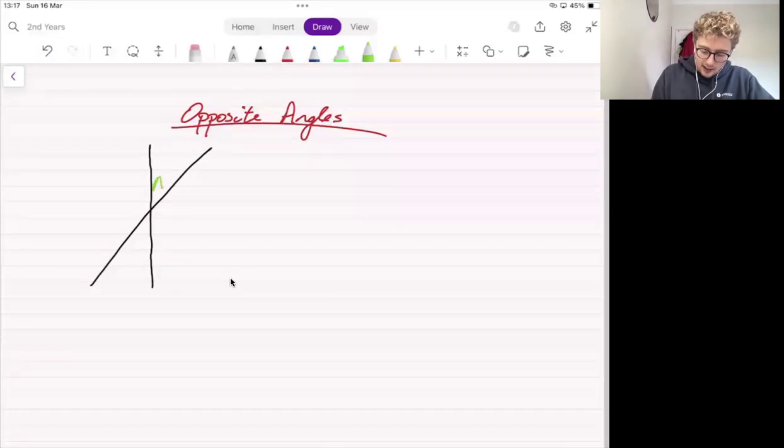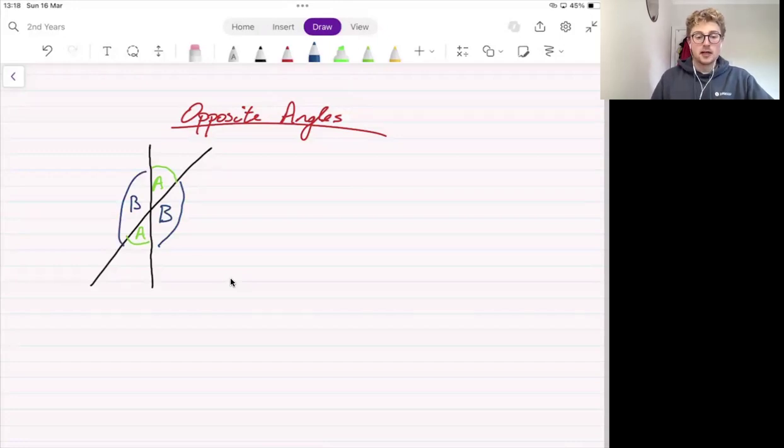So the angle A here will be equal to the angle A there, and the angle B there will be equal to the angle B here, right? So this is just a rule that we have in our geometry chapter, in our lines and angles chapter, that when we have two lines intersecting, the opposite angles are equal. Now, this is a bit of a hard question, so I don't expect everyone to get this, but I want you to give it your best go now.